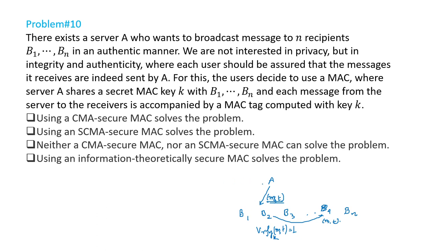What ideally could have happened to handle this scenario is that each A comma Bi pair has its own key ki. Then if Bi is getting something that is validated as a valid message tag pair using the key ki, it knows that it is coming from A only. But here any Bi can send a valid message tag pair to any Bj. So the required authenticity that we desire here is not possible. So this is the correct option.